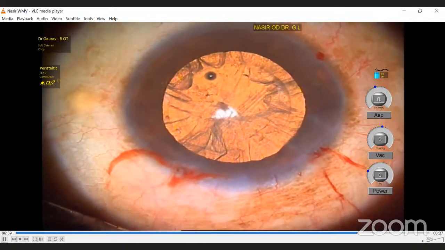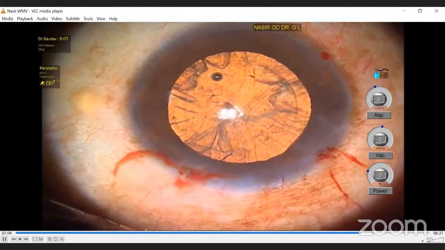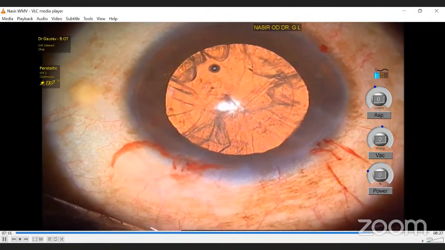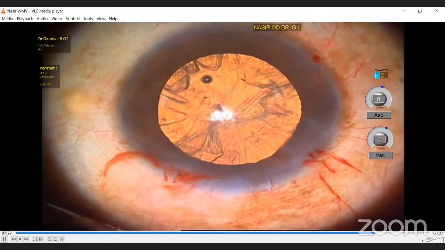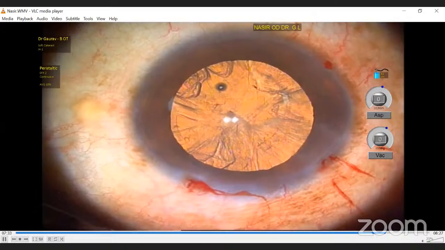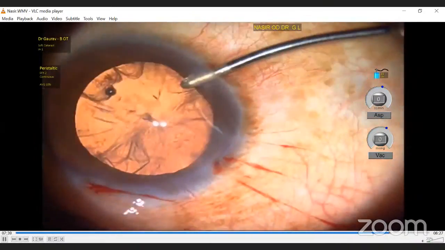So the CTR went inside the bag, and we could see that the capsule had been pushed way back, and it seemed like a well-formed bag now for implantation of the lens. So we went ahead with the cortex removal.